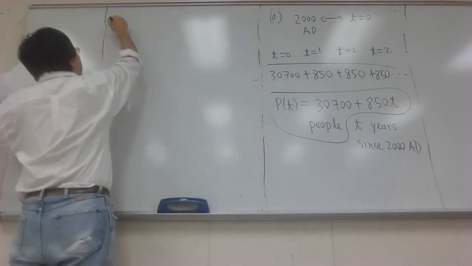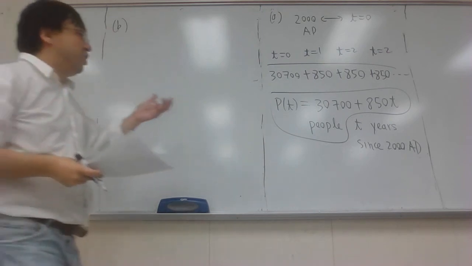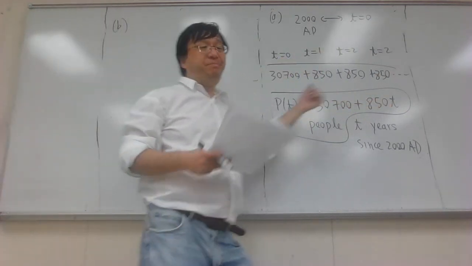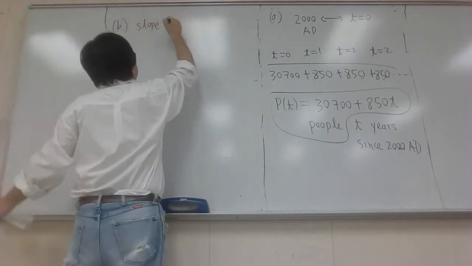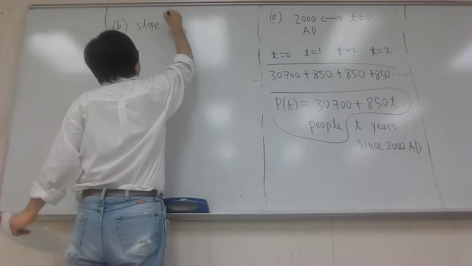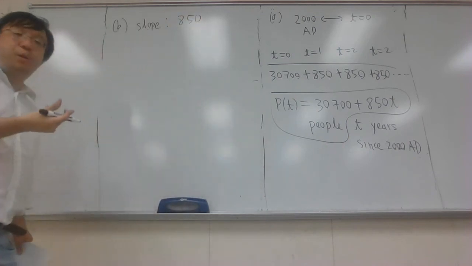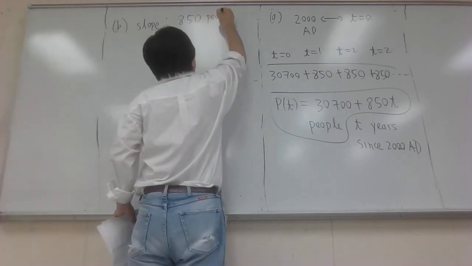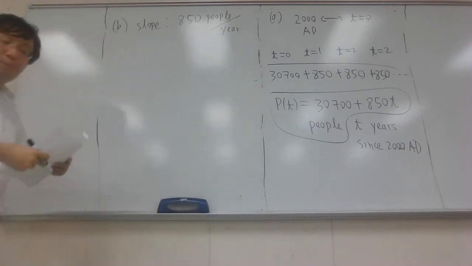So part B: what is the slope? Interpret this, give units, and interpret the slope as a rate of change. You can just read off the slope from here. The slope is 850. And the units for the slope are people per year.